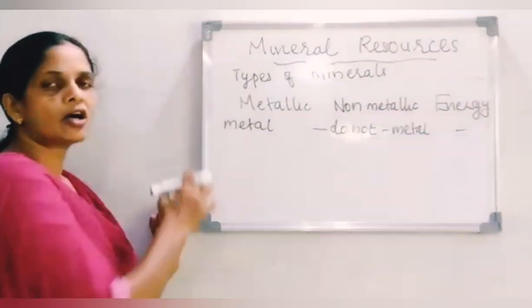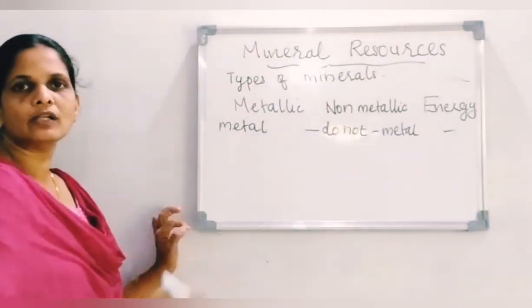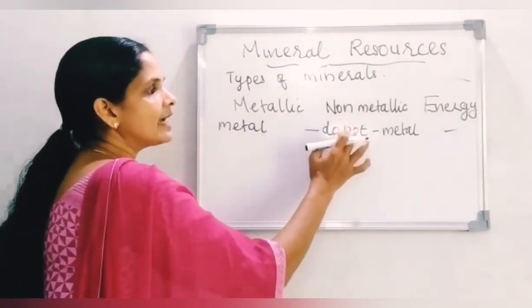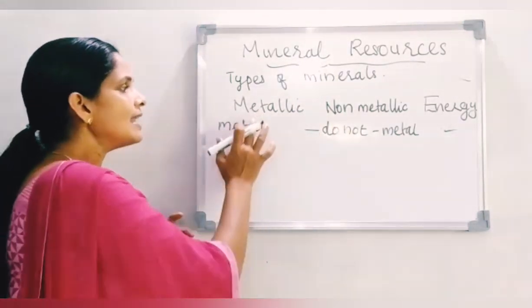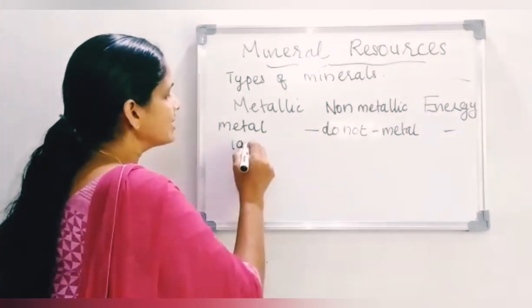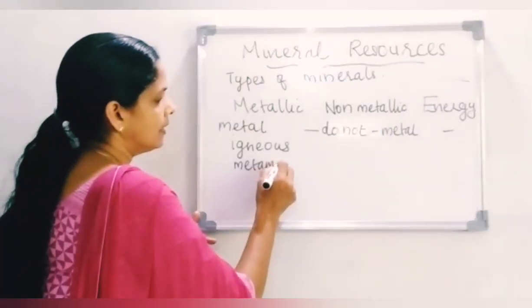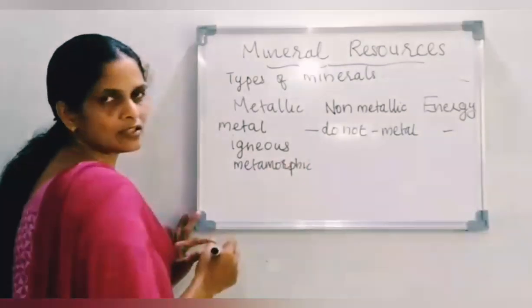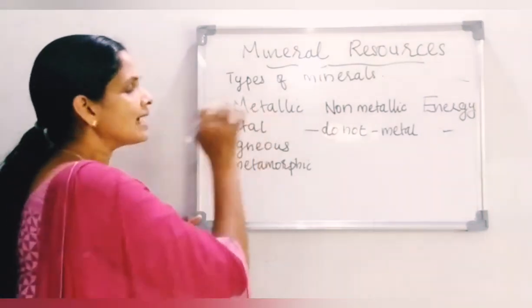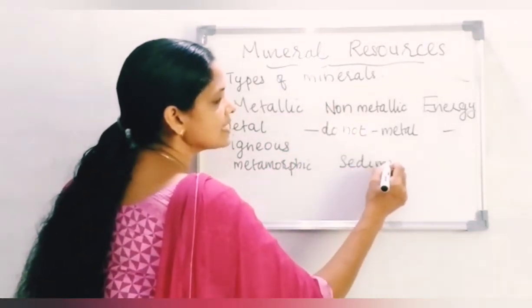Clear? Iron ore, bauxite, etc. are metallic minerals. And limestone, etc. are non-metallic minerals. Is it okay? Metallic minerals contain metal. Non-metallic minerals do not contain metal. These metallic minerals are mainly found or formed in igneous and metamorphic rocks. Igneous and metamorphic rocks have large deposits of metallic minerals. That means non-metallic minerals are mainly obtained from sedimentary rocks.